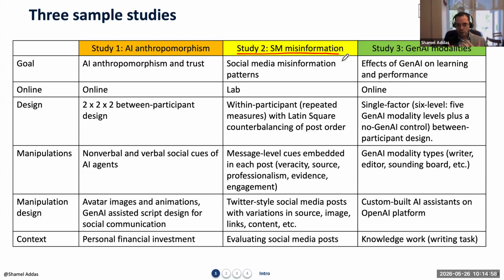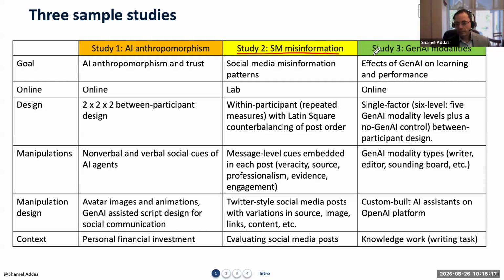And then we did variations in the source. We did variations in whether some posts had images or not, whether they had hyperlinks or not, and then in the particular content of the post as well. So the context was really everyday usage of consuming social media posts. So our sample was more general.